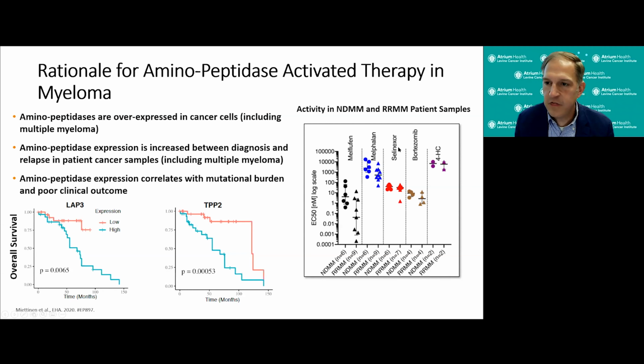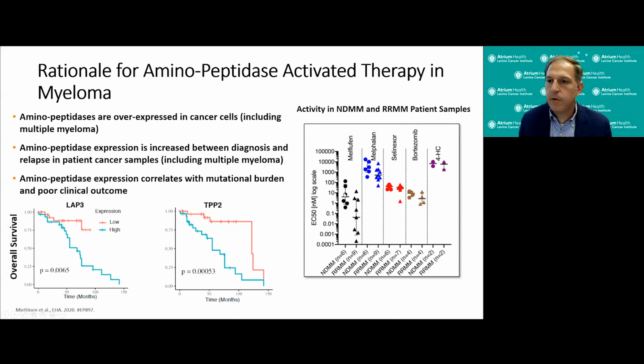The other interesting thing here is on the right-hand side of the slide. So again, these are myeloma patient samples that are being treated in the laboratory in Petri dishes with a variety of different drugs, including melphalan, selinexor, and bortezomib, or Velcade, which is the other name for it.